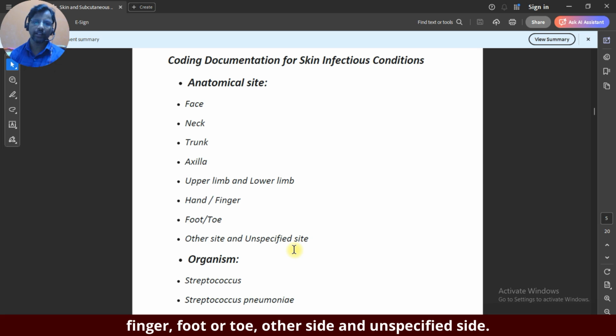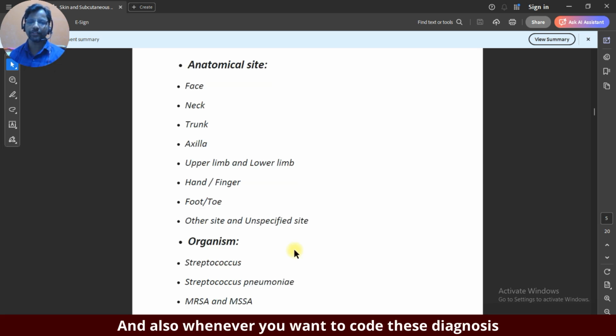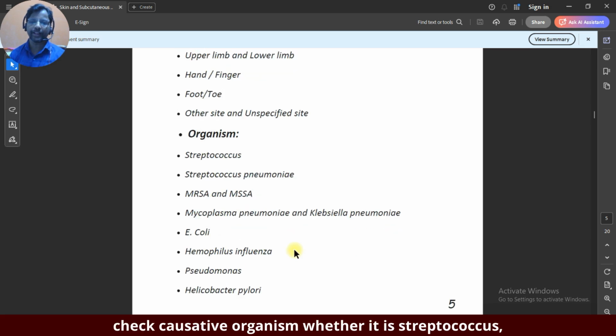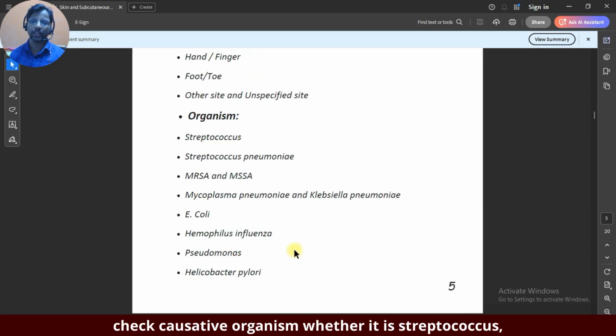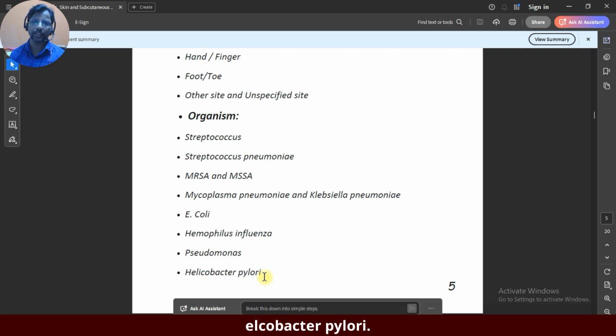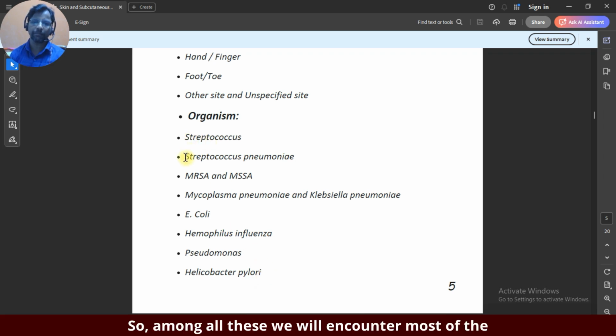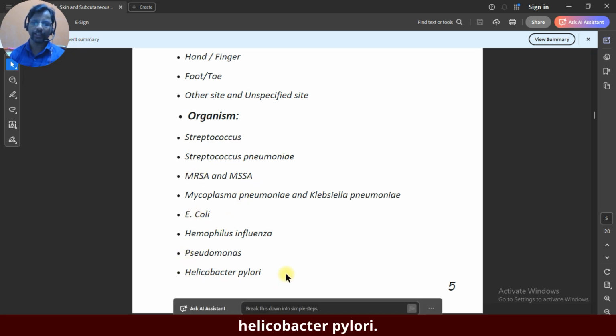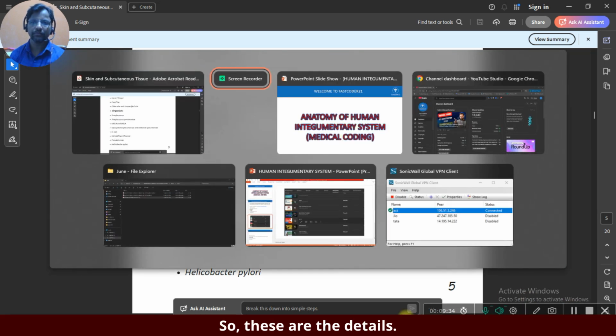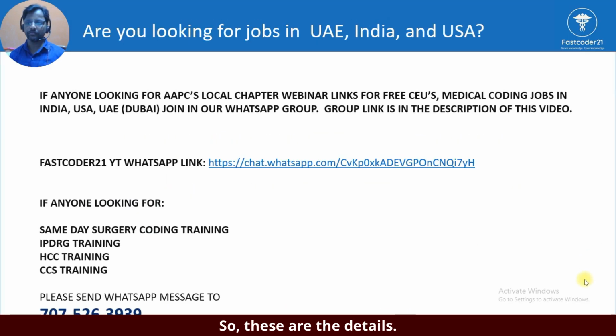and unspecified site. And also whenever you code these diagnosis codes using ICD-10 CM, you need to check the causative organism, whether it is Streptococcus, Streptococcus pneumoniae, MRSA and MSSA, Mycoplasma pneumoniae, Klebsiella pneumoniae, E. coli, Haemophilus influenzae, Pseudomonas, or Helicobacter pylori. Among all these, you will encounter most of the time Streptococcus, MRSA, E. coli and Helicobacter pylori. So these are the details.